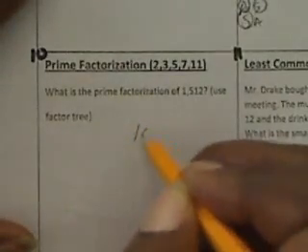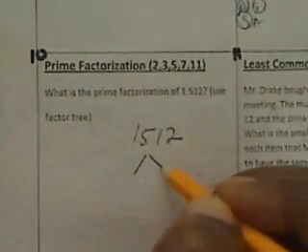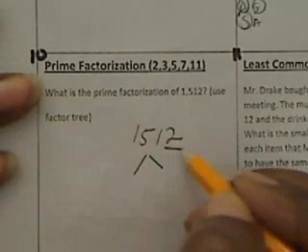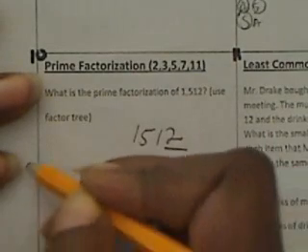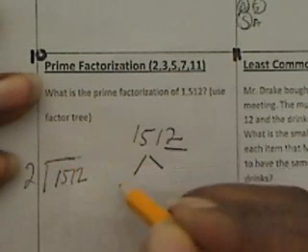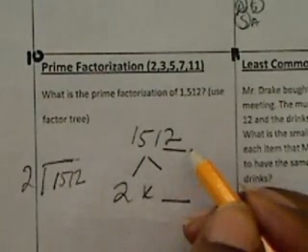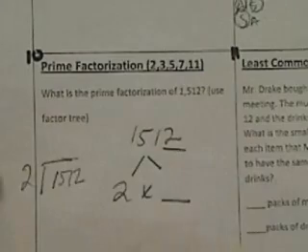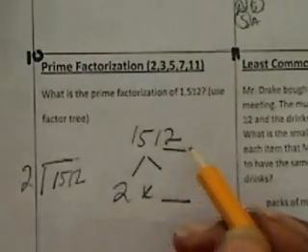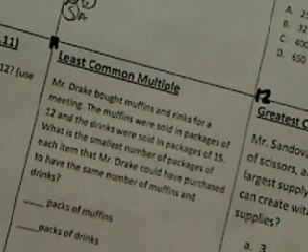Factor tree, you got to be careful on the factor tree because it's an even number. This number looks big, but you just break it down. It's even. So you can divide it by 2. Go off to the side. Divide it by 2. And so 2 times something is 1512. And then you keep breaking it down. And I need you to write it in exponent form.